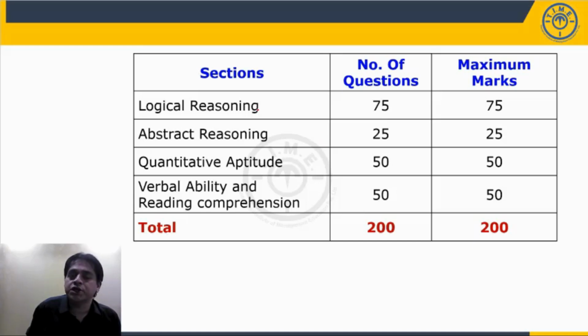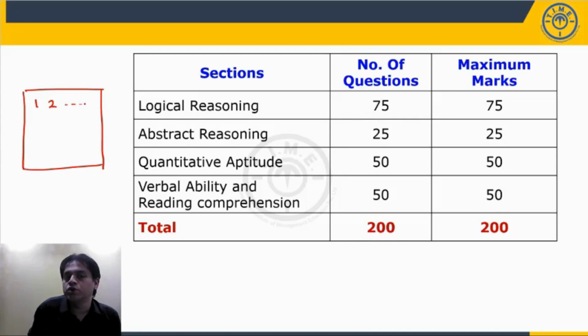Now within a section again, you can jump and skip to any question. So if you are doing the logical reasoning section, for example, then the question numbers are displayed on the left hand side in a pane. So on the left hand side there will be a pane where question numbers 1 to 75 will be displayed. You can click on any of these numbers and will be directly taken to that particular question. So you can jump and skip to any question number that you want within any section.